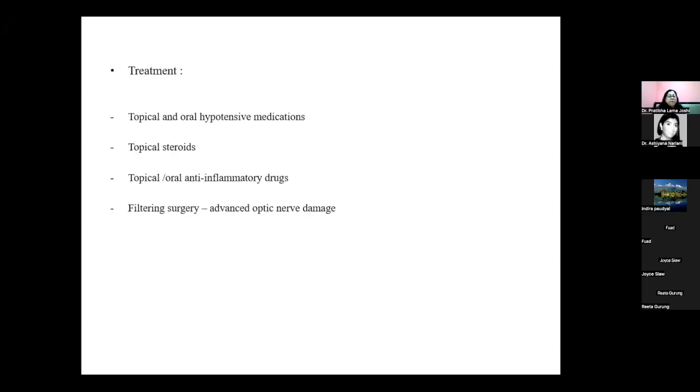Treatment: we have to lower the intraocular pressure with topical and oral hypotensive medication, steroids to control the inflammation, and we can even use topical or oral anti-inflammatory drugs. And in some patients, if there is long-standing raised intraocular pressure with optic nerve damage, then we have to go for filtering surgery.